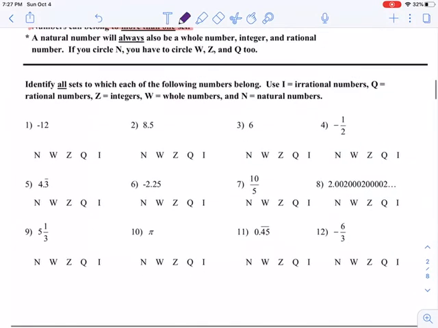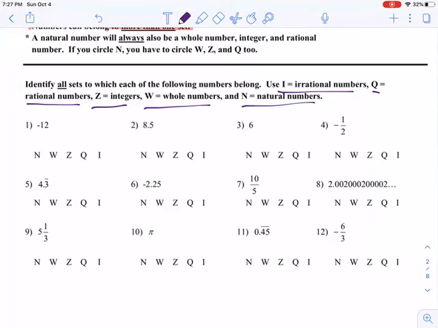All right, so down here, you just need to circle which sets the numbers belong to. I is for irrational, Q is for rational, Z is for integer, W is for whole numbers, and N is for natural numbers.